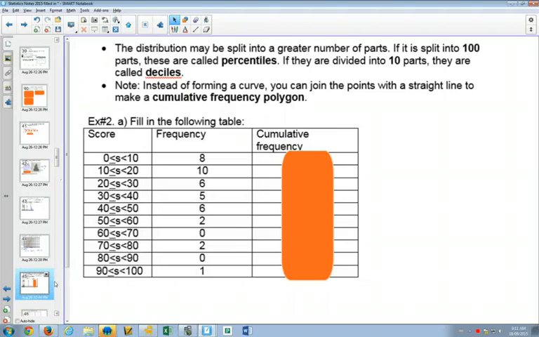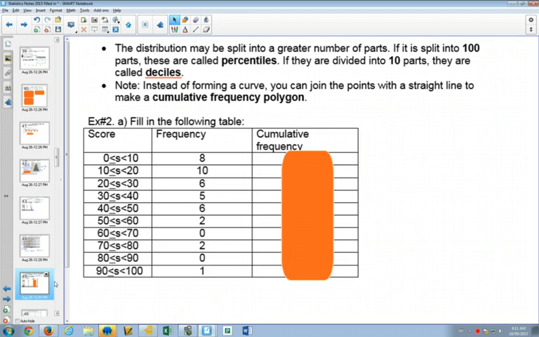So the example that we just finished was split into hundreds, and when things are split into hundreds, every 1 is a percentile, and every 10 parts we call a decile, and that is where that language of you're in the 5th percentile or you're in the 80th percentile comes from.